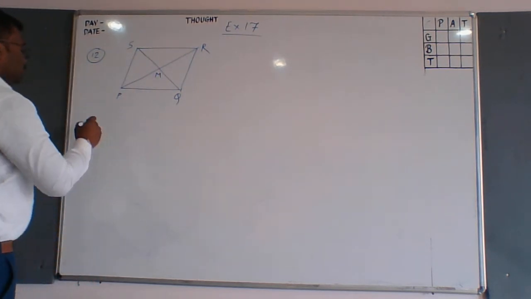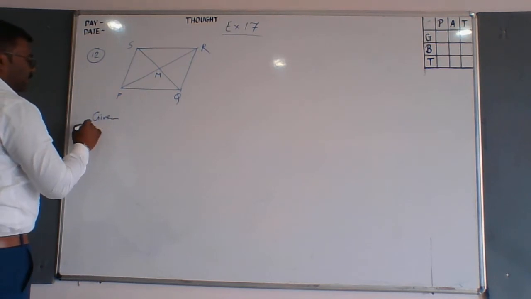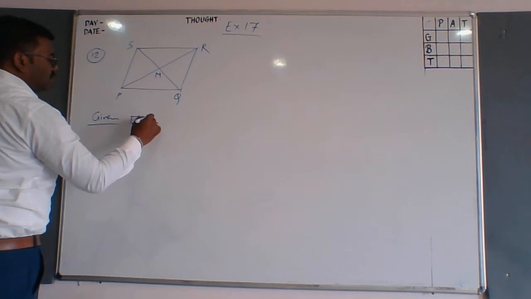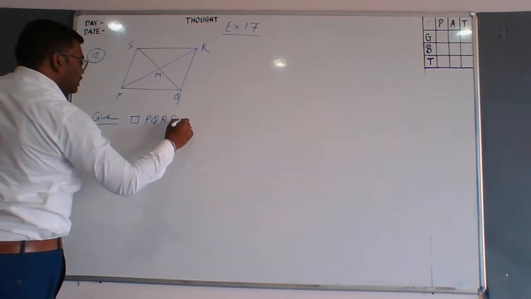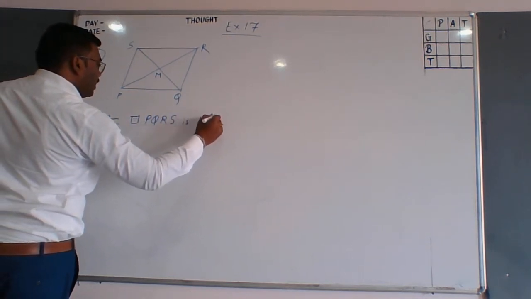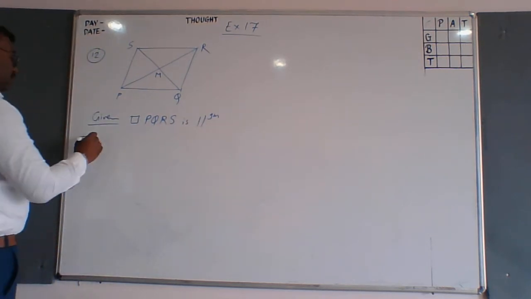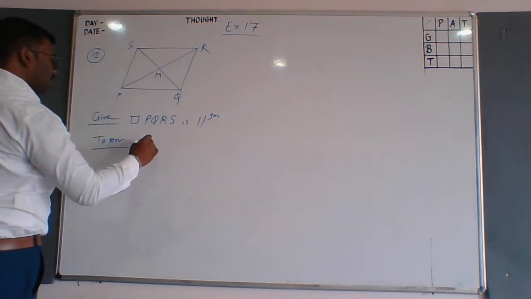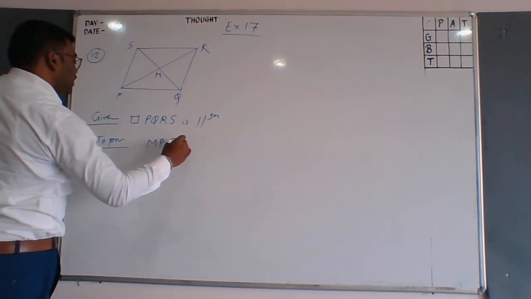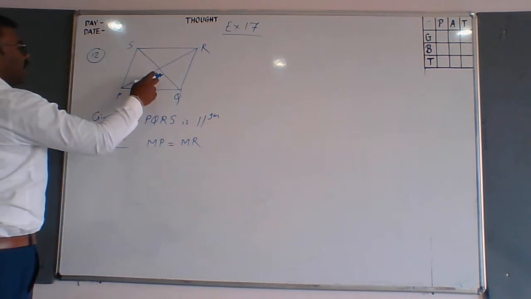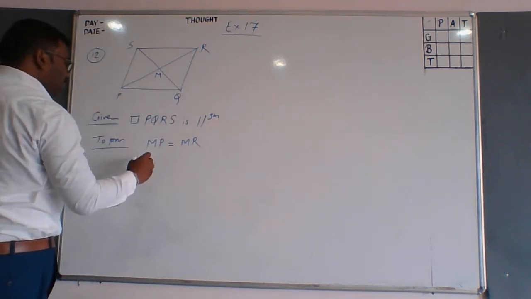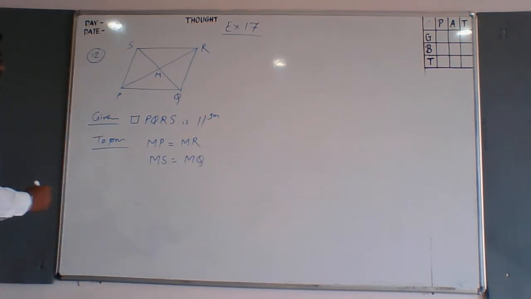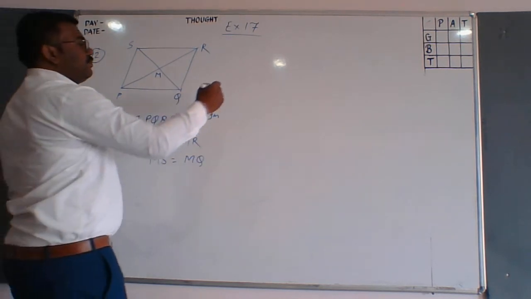First of all, we will write the given part of the question. It is given that quadrilateral PQRS is a parallelogram. To prove, we want to prove that MP equals MR and also MS equals MQ. Got it? So let us take a proof.